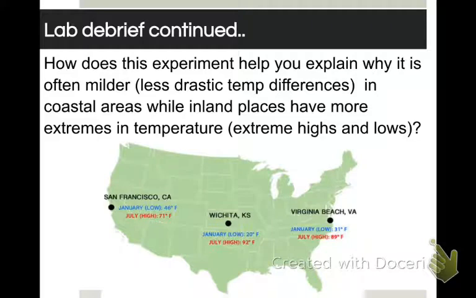So the places that we're looking at are San Francisco, California, over here, and then Wichita, Kansas, which is going to be in the middle. So looking at this picture, I'm going to let y'all pause the video and discuss why San Francisco is going to have mild temperatures while Wichita, Kansas has very extreme temperatures.